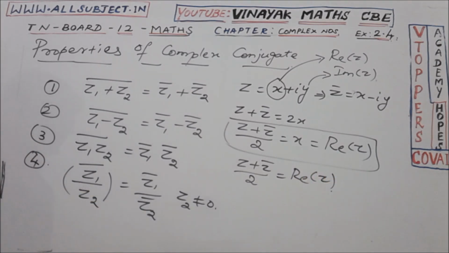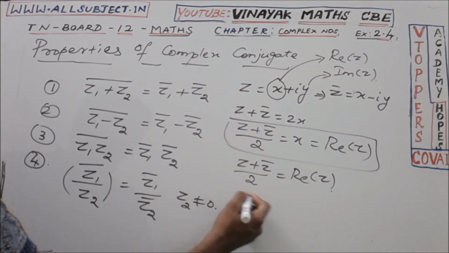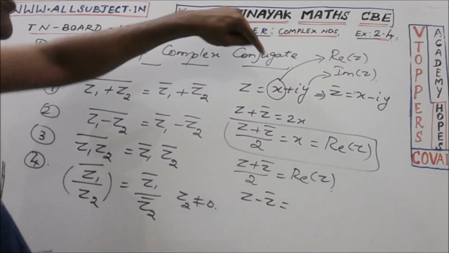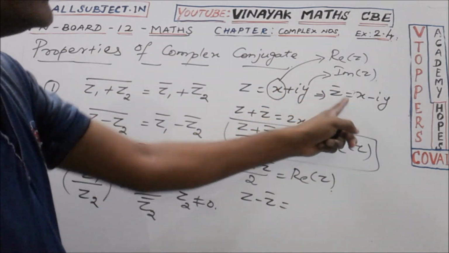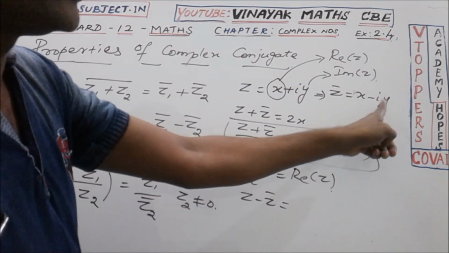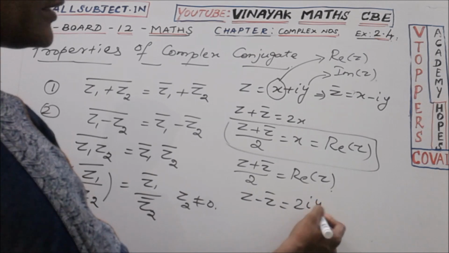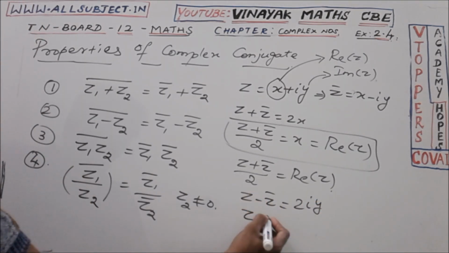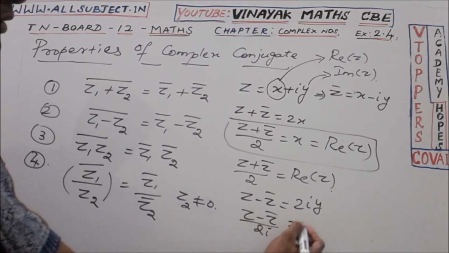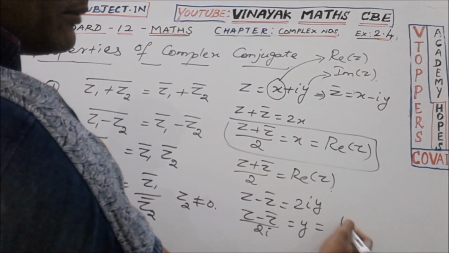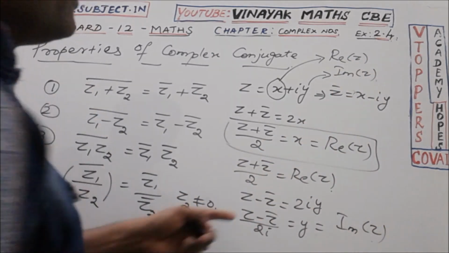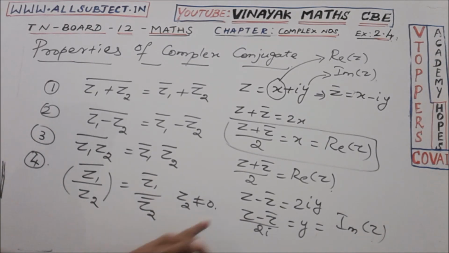So we have derived one more property here, Z plus Z bar divided by 2 equal to real part of Z. Similarly, we can derive Z minus Z bar. Instead of adding, you can subtract. When we subtract Z and Z bar, both the x get cancelled. iy plus iy means 2iy we get. So divide it by 2i: Z minus Z bar by 2i equal to y. y is nothing but imaginary part of Z. So we have concluded one more result here: Z minus Z bar by 2i will be equal to imaginary part of Z. And Z plus Z bar by 2 equal to real part of Z.